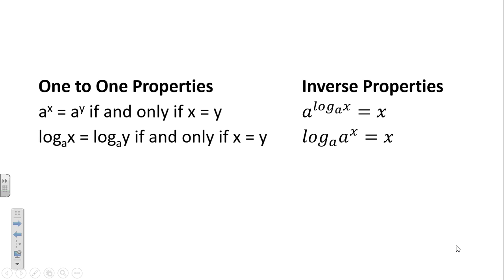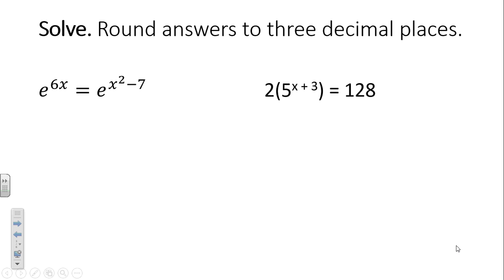Okay? So first example. We are to solve e to the 6x equals e to the x squared minus 7. So how do you suggest that we do that? Very good. 6x equals x squared minus 7. Because our bases are alike, that means the powers have to be the same. So how do we solve an equation like that?